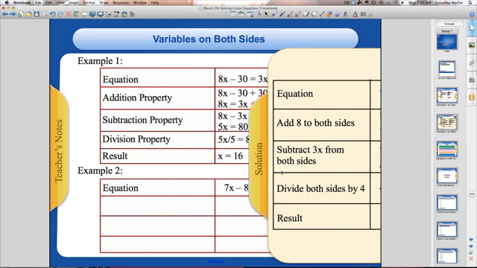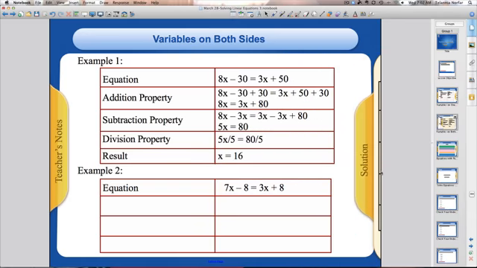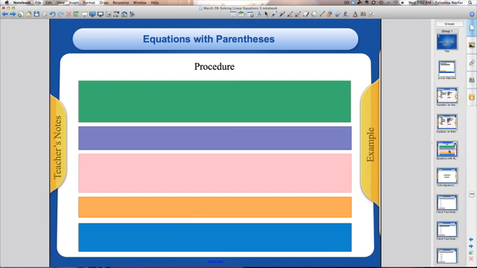Now let's look at when we have parentheses in an equation. So here's a procedure. Pause the video once you have seen all of the procedure and written everything down. And then let's look at the example problem at the end. Again, you could do this in the notebook file directly or follow along with me on the screen.